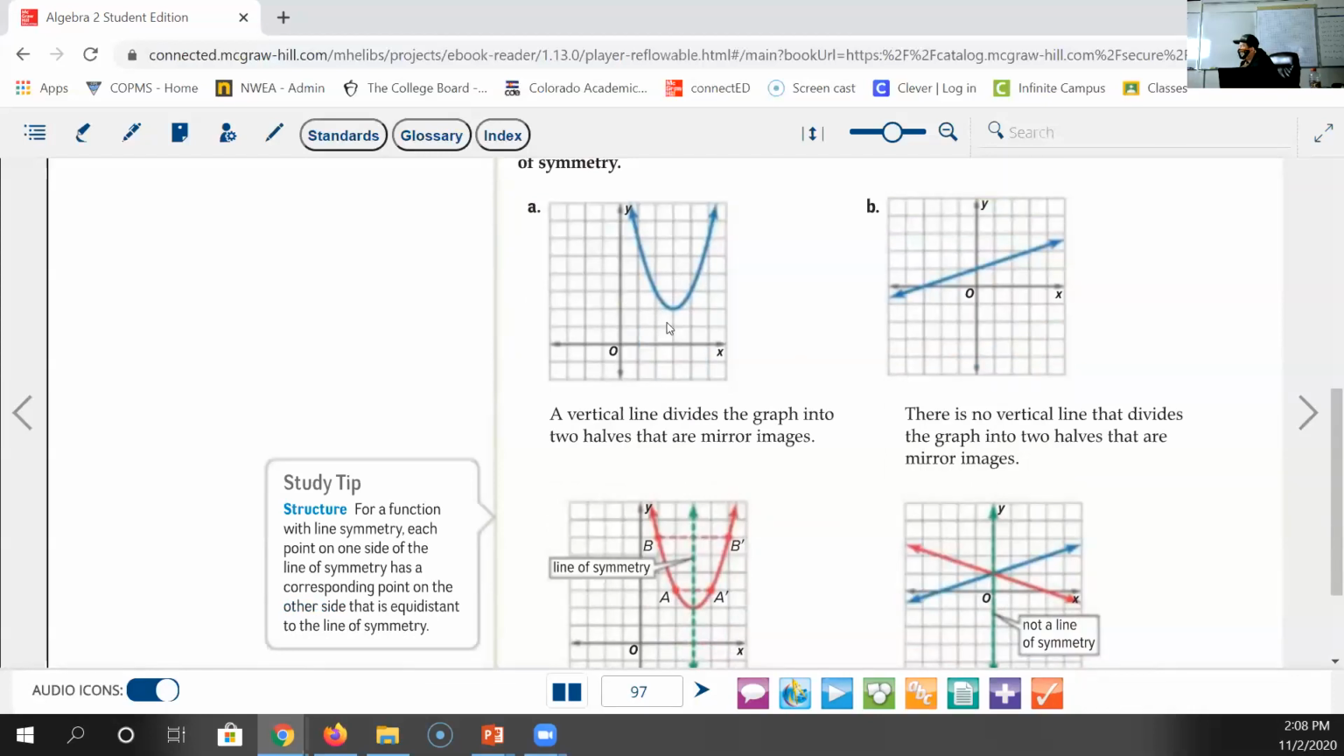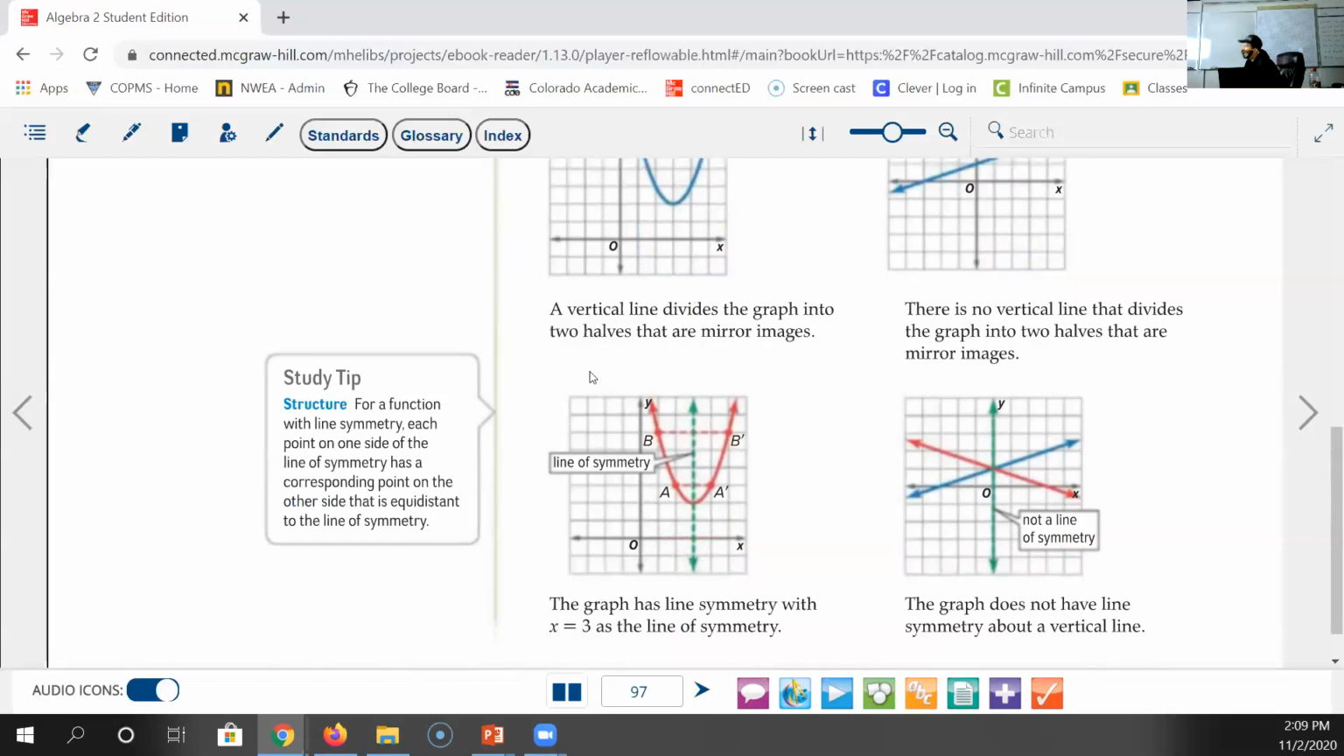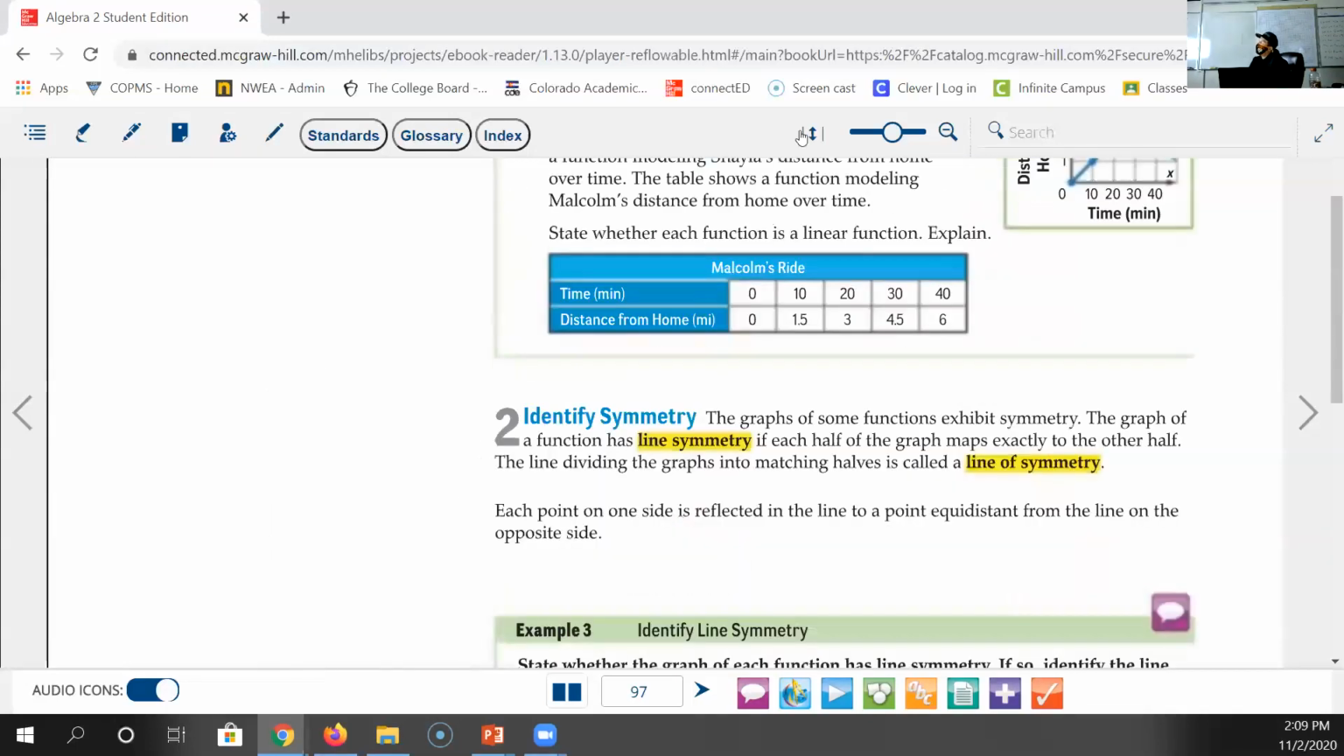So if we're looking at this parabola right here, this grid line that I have my cursor on is right through the vertex. It's right through the extremal point, however you want to look at it. But if we were to draw this vertical line, you could see we would have this portion and this portion of the graph. If we were to fold these over, we would have what's known as line symmetry. Okay, so the vertical line divides the graph into images. Okay, the way that you want to be able to check is if you have line symmetry.